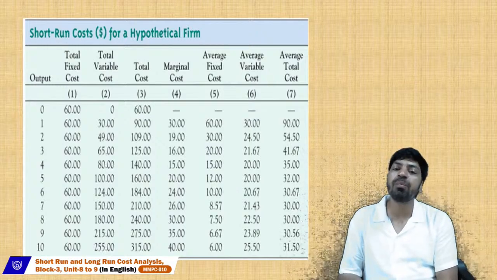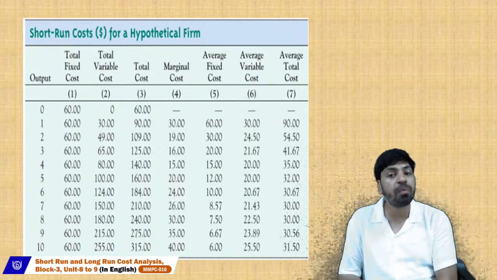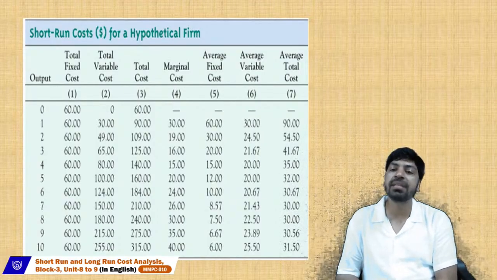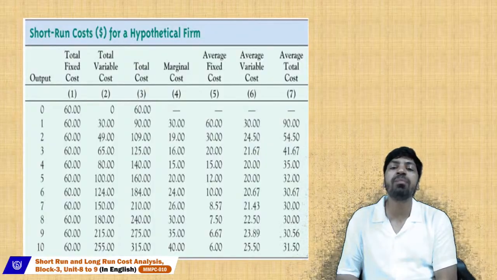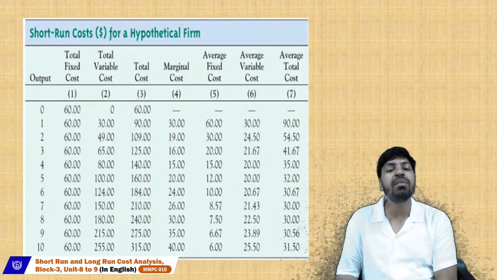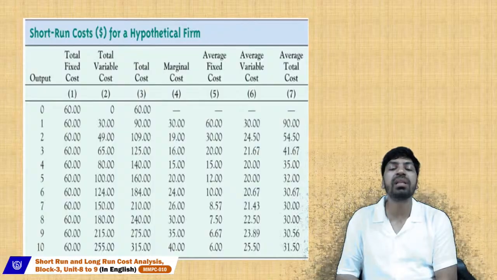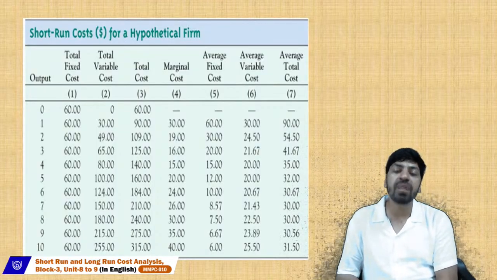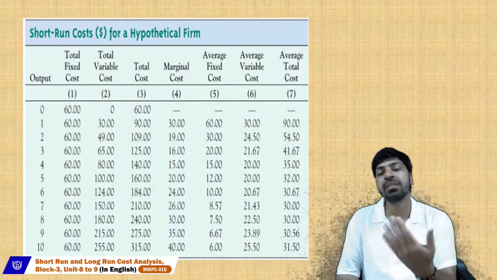30 plus 24.50 becomes 54.50. 20 plus 21.67 becomes 41.67. 15.00 plus 20.00 becomes 35. 12 plus 20 becomes 32, and so on.